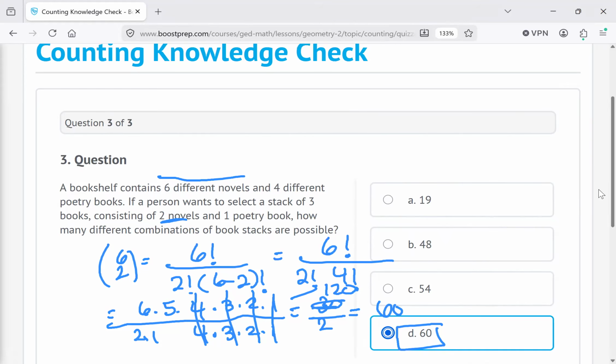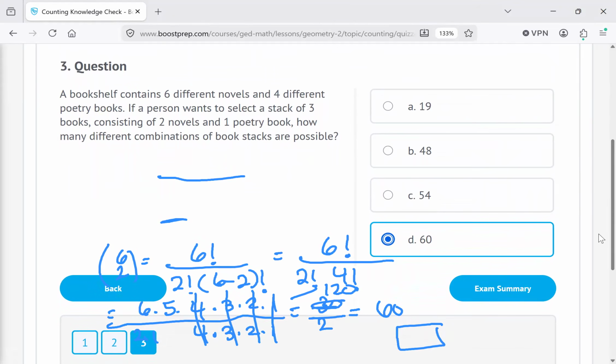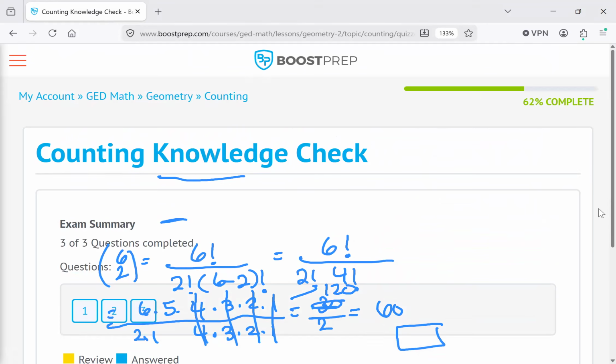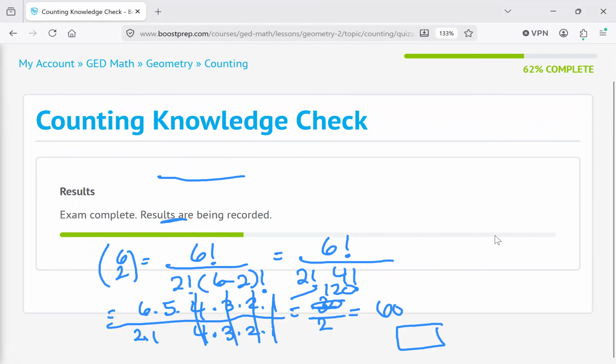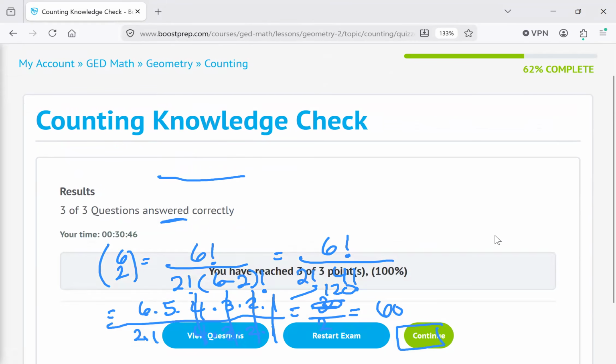Okay, I am going to stop here or check my work real quick. Perfect. Okay, I am going to stop here.